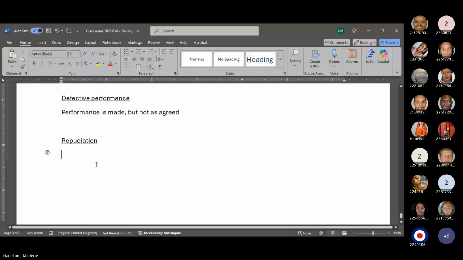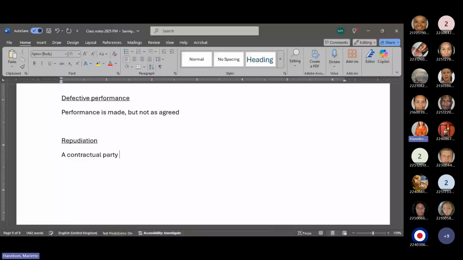Repudiation. A contractual party does something. The terminology that I use in the notes, you must always go back to the notes. The terminology that I use in the notes is a little bit more formal. I'm making it more informal here to get the message across. A contractual party does something that makes it very clear that he or she does not intend to continue with a contract.